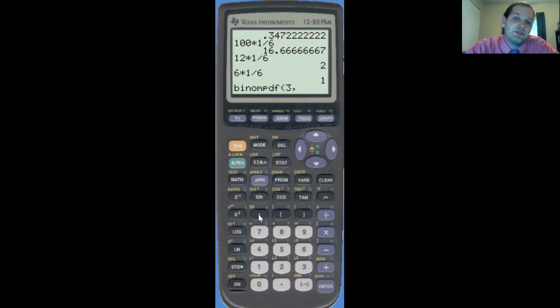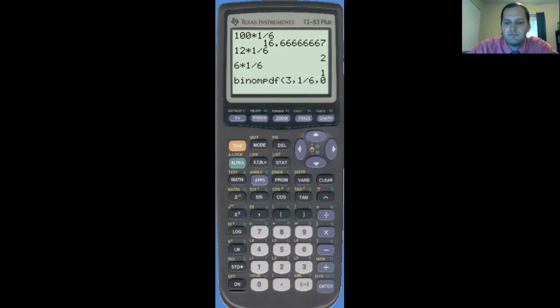Then the next one is going to represent the probability. What is our probability in this case? Well, it's 1 out of 6. That's the probability of getting a 6, isn't it? Each time, that's the probability. Comma. Now the last number that we're going to put in there is how many successes we want. How many 6s do we want to roll? Well, in this case, we want 0. You close the parenthesis.